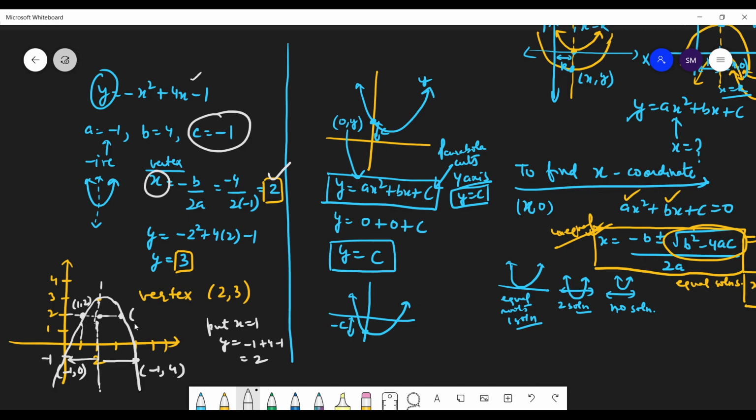What's this point? Y will be 2. What will be x? 3, 2. Very good. So these are the mirror image points. Mirror image point of 1, 2 is 3, 2. Mirror image point of -1, 0 is -1, 4. So that's how you can sketch the parabola. Is this okay, students?